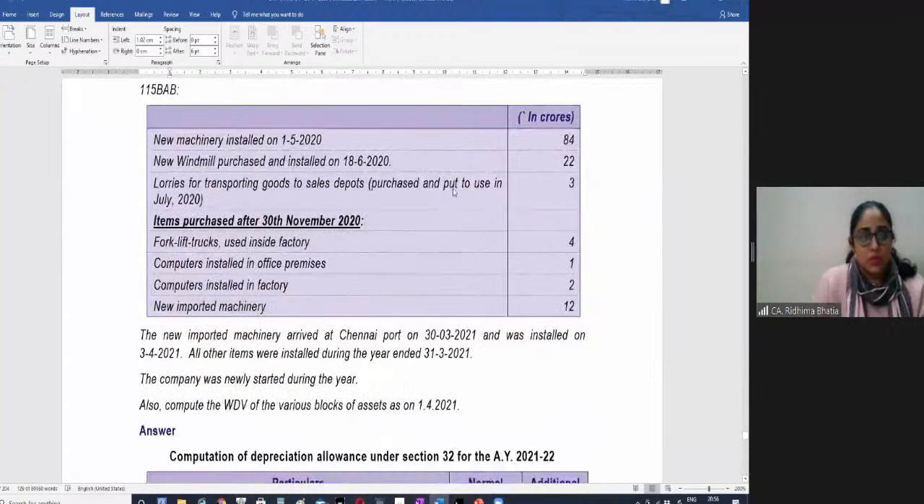So this is the knowledge of plant and machinery. You have it in a manufacturing business. Calculate and tell me the depreciation and WDV as on 1st April 2021. Quick. Depreciation and the WDV. I'll give you 1 minute to absorb the question and then I'll start discussing it.